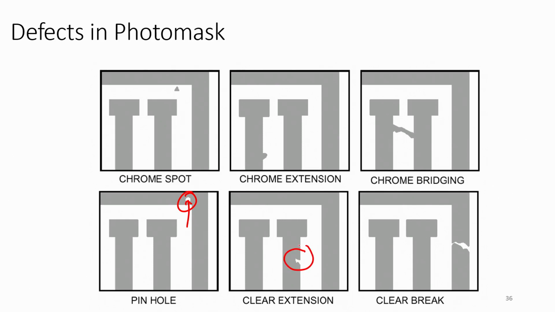This crack, or clear extension, will also cause a change in the resistance if it is a resistor. The other properties are also affected when you have this kind of defect. Finally, a clear break is not allowed because if it is a conducting line, then you are just breaking the connection. So, all these kinds of defects are generally observed in a photomask. Before you use a mask, make sure that these kinds of defects are not there.